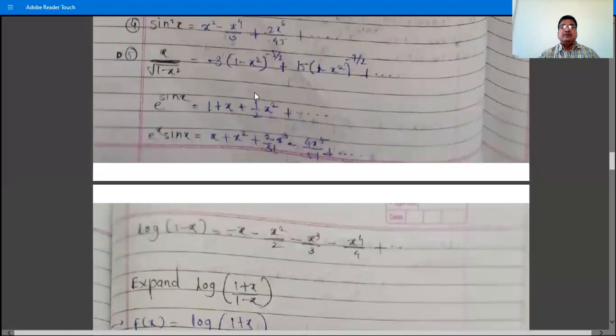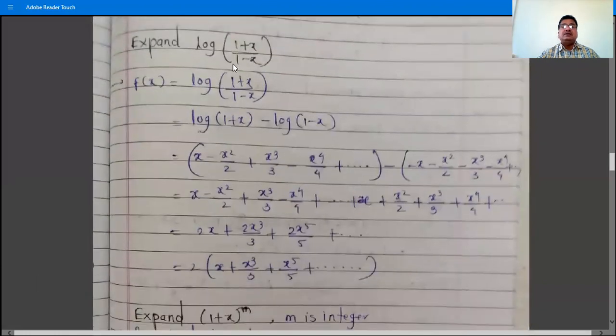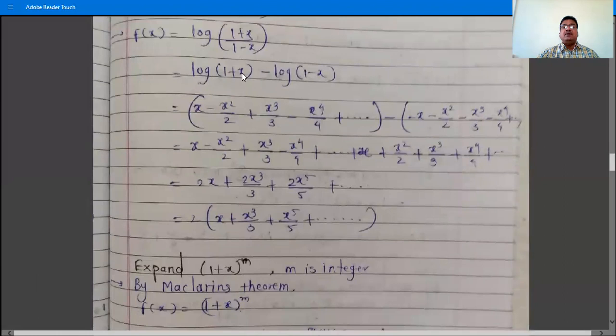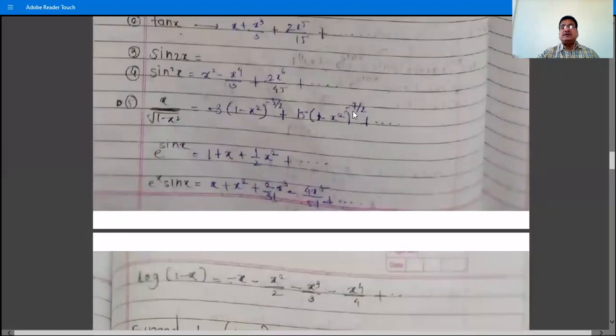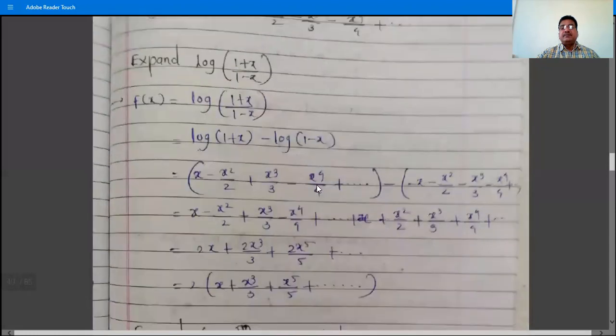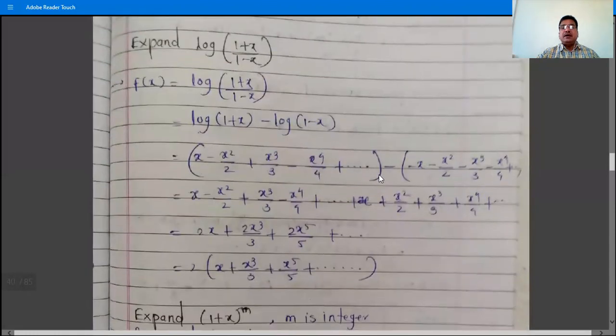So these are the problems for homework. Then next, expand log((1+x)/(1-x)). By the log(a/b) rule, it is log a minus log b. And log(1+x), this is the expansion: log(1+x) is x - x²/2 + x³/3 - x⁴/4 and so on.